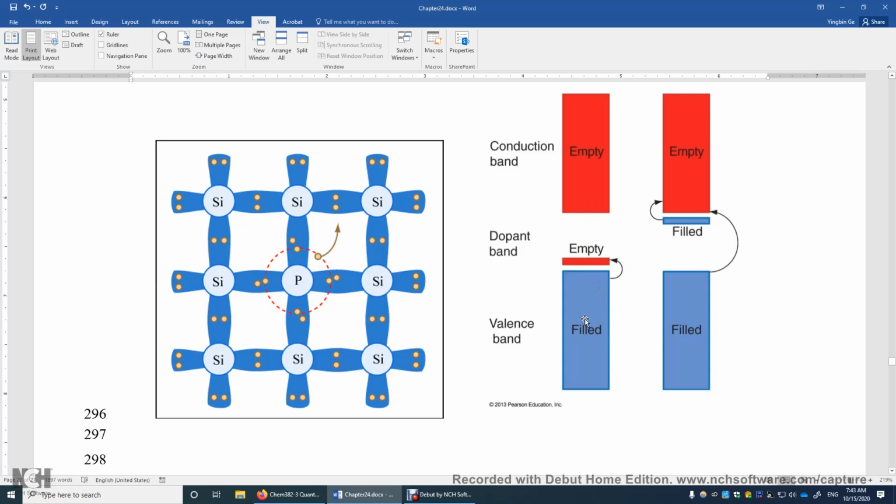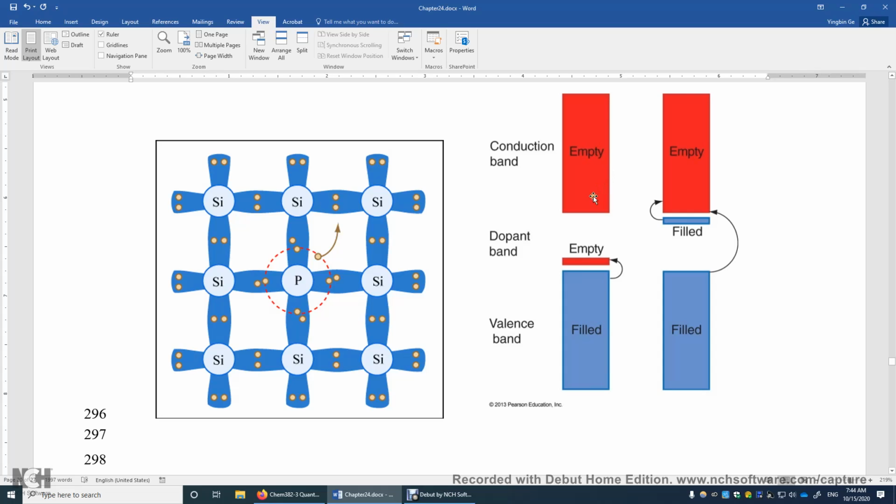Now finally, why can't we just use pure silicon to conduct electricity? The reason is simple. When a band is completely filled, you cannot excite the electron anymore. You have to have a partially filled band. So you will have to excite the electron from a completely filled band to the empty band for this filled band to be active, for the empty band to be active, for the electron to flow.